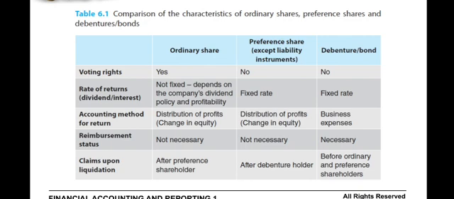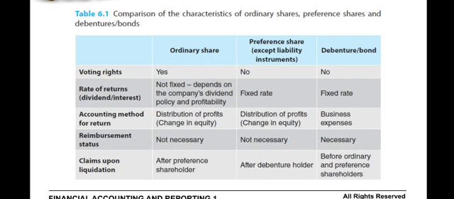Because a bondholder is like a creditor, they don't have voting right. A preference shareholder is almost like a creditor, because the company has to pay interest every year to the preference shareholder, so they have no voting right. But the ordinary shareholder is the owner of the business. They have voting right in the AGM and in the company's meetings.